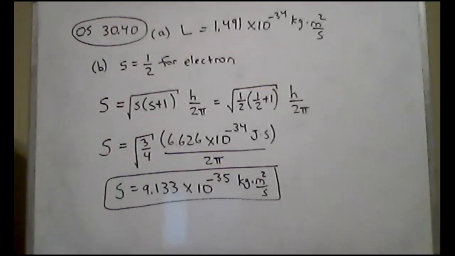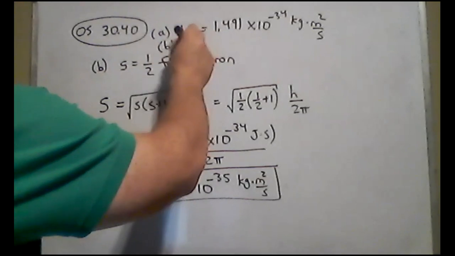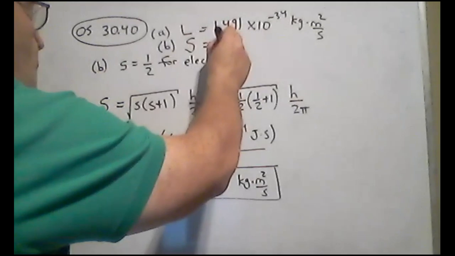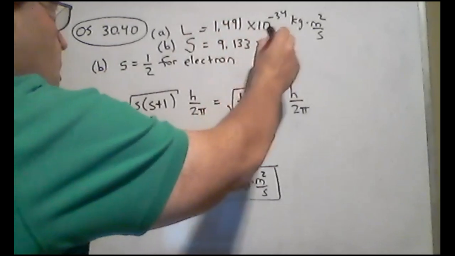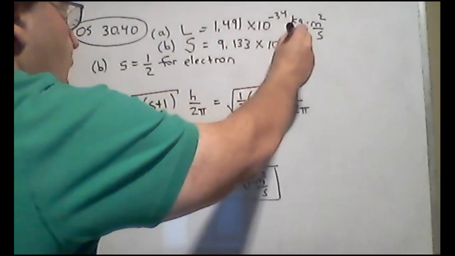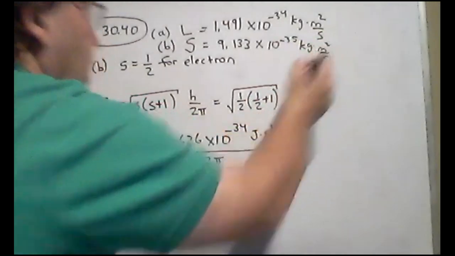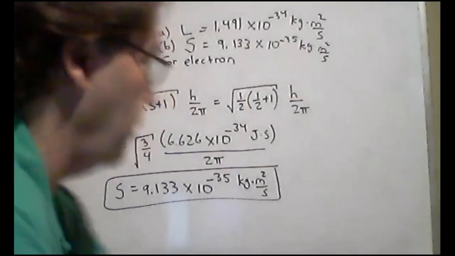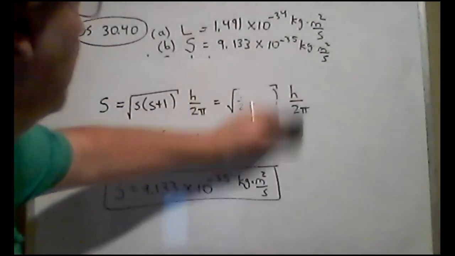The electron spin angular momentum. Put that in the parking lot. B, again, spin angular momentum, capital S, 9.133 times 10 to the negative 35 kilograms meters squared per second. All right, we're going to use these values in a moment. We want to determine the ratio of the two now. So the last part is pretty easy.